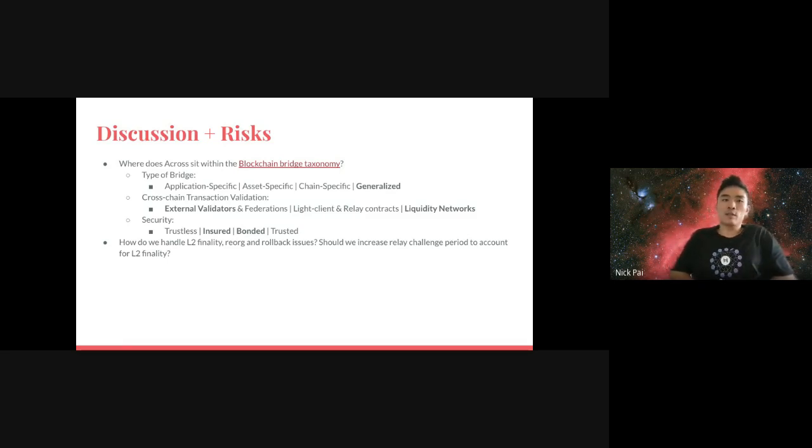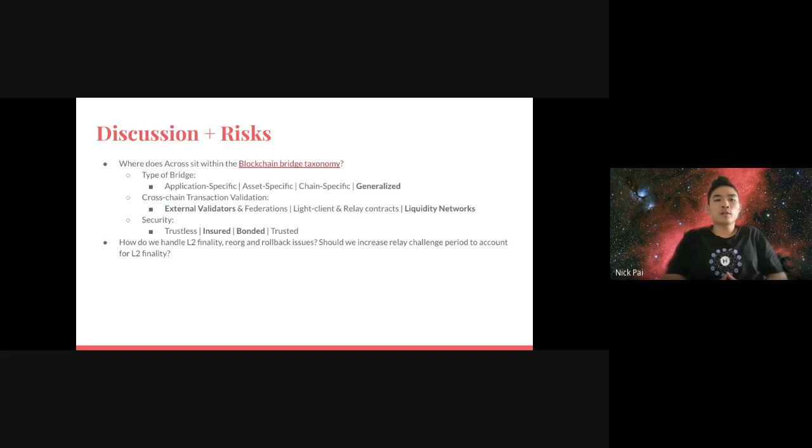Another way to think about the different bridges is how the transactions actually get validated. So say if you're a depositor and you want your funds to get sent from L2 to L1, who actually secures that? Is it maybe a fixed set of validators, commonly known as a federation? Is it an open pool of validators where anyone can propose or anyone can relay? I think that's where we sit.